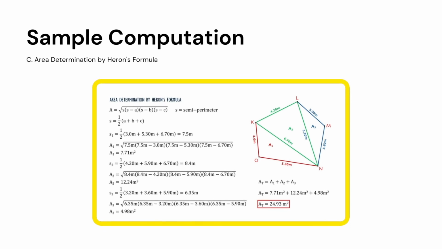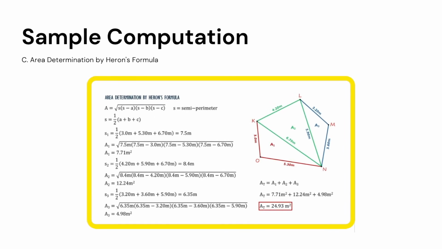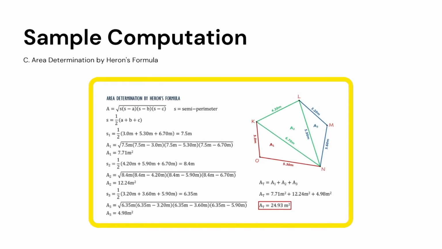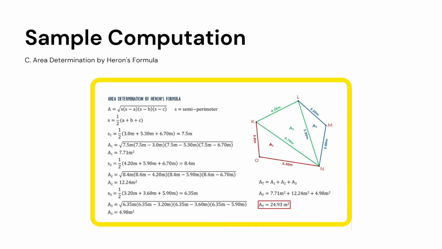Here's a sample computation for Part C. For this method, we get a total area of 24.93 meters squared.